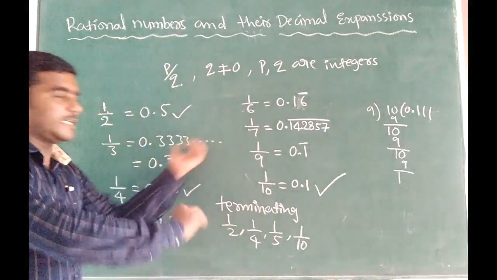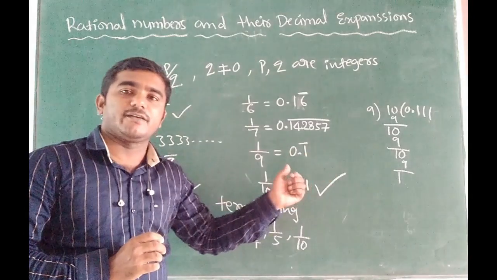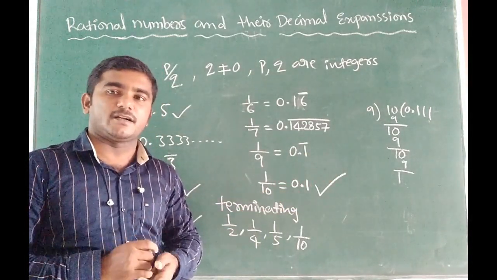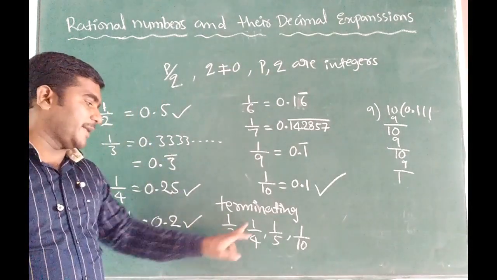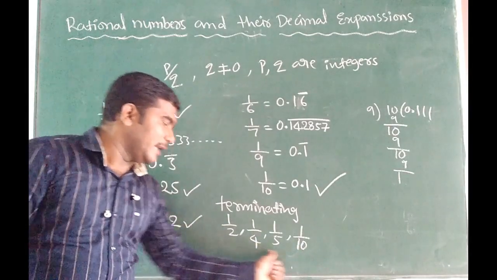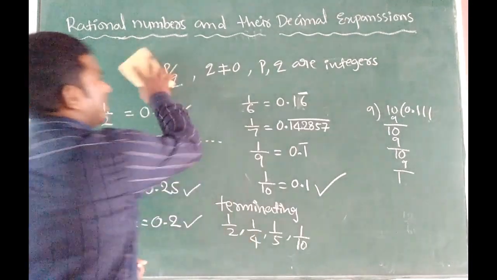Now, see here what you observe, terminating and non-terminating. Without doing division, can we say whether it is terminating or non-terminating? Yes. We have one rule. What is that? See here. Observe 1 by 2, 1 by 4, 1 by 5, 1 by 10. Is there any rule? Check the prime factorization of the denominators. I am taking the prime factorization of the denominators.